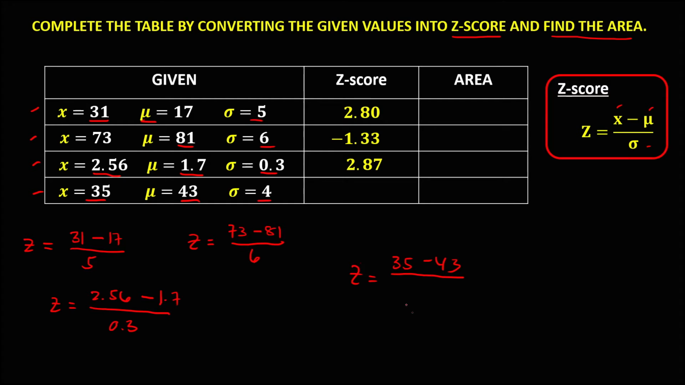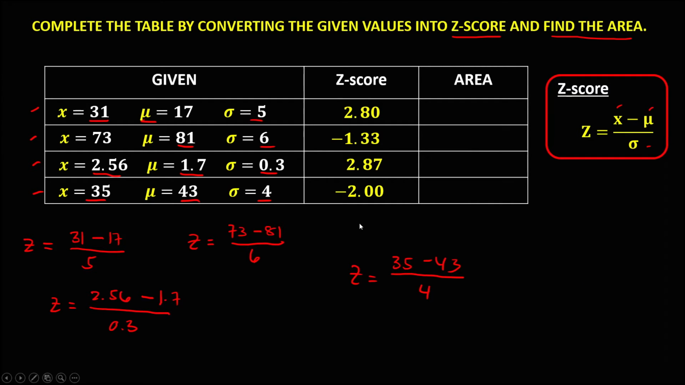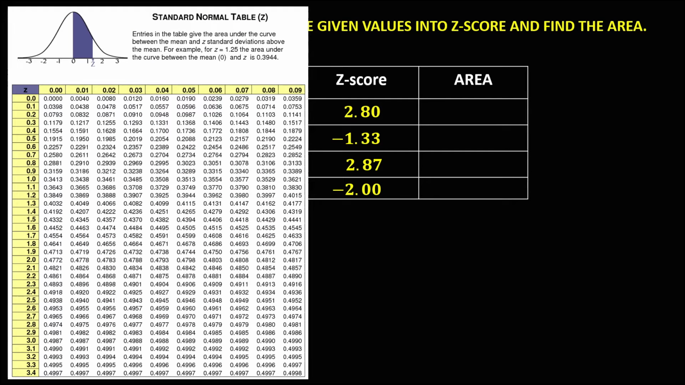And for this given, z equals, the x value is 35 minus 43, then over the standard deviation, that's 4. So we have 35 minus 43 equals, then divide by 4. So the z-score is negative 2, or negative 2.00. So since we now have the z-score, we can find the area using this table. Now take note that for this table, the area is between the mean and the z standard deviation, and the mean is the center of the curve.